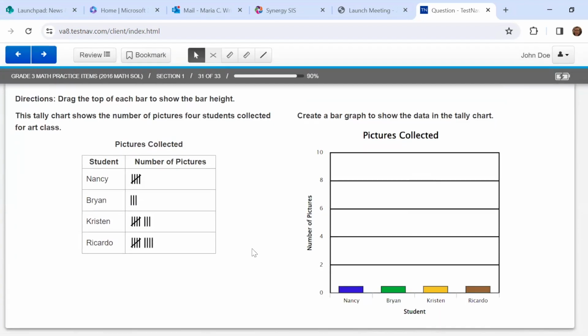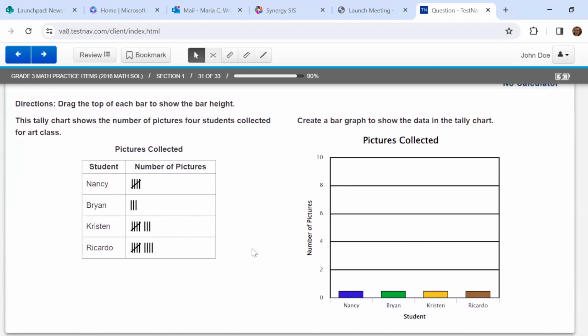Ooh, an interactive graph. Drag the top of each bar to show the bar height. This tally chart shows the number of pictures 4 students collected for art class. Nancy, you have to be able to read the tally marks. So whenever there's a slash, that's a group of 5. Nancy has 5. Brian has 3. Kristen has 8. And Ricardo has 9. Create a bar graph to show the data in the tally chart. When I hover over, these arrows appear and I can click and drag.